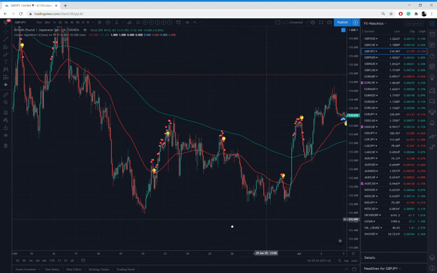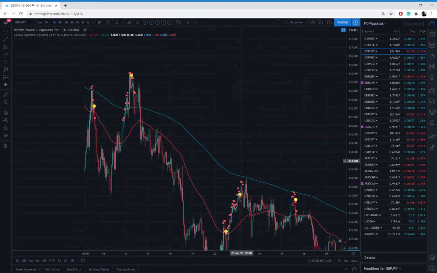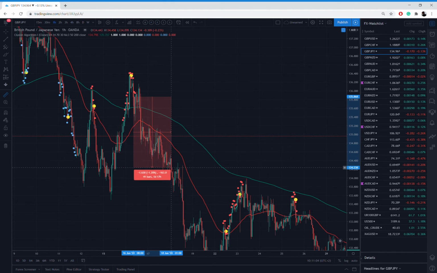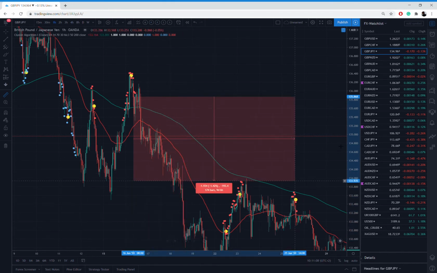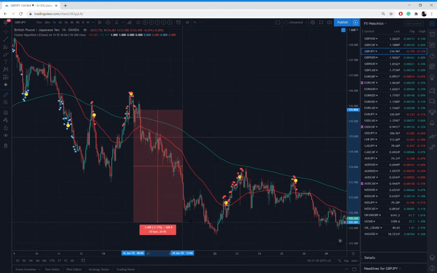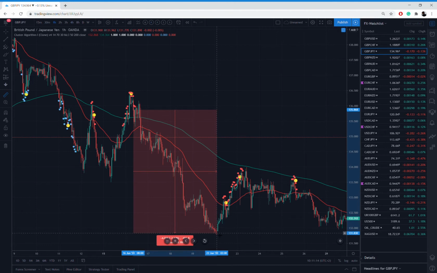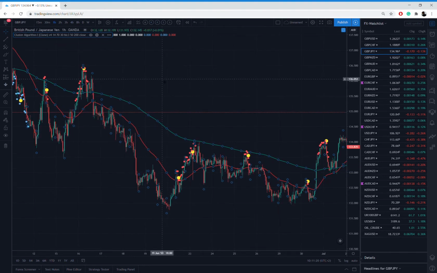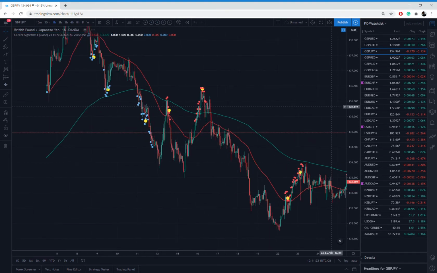And then let's see, up here we also had a good entry point where we were able to catch, well, actually a lot. It's a potential of, let's see, 347, around 400 pips potential gain. So yeah, you can see it's pretty good.